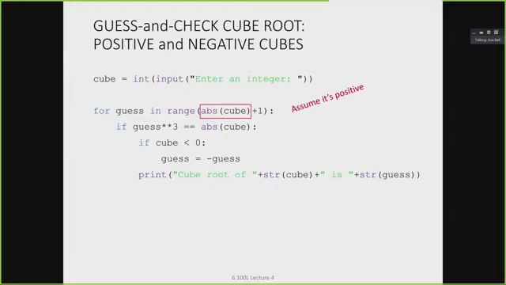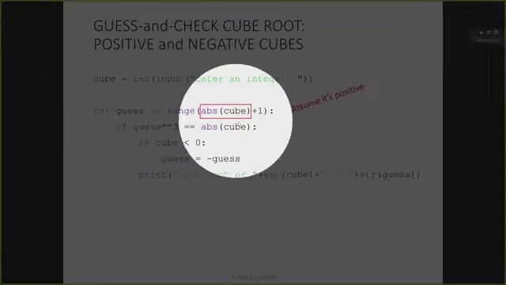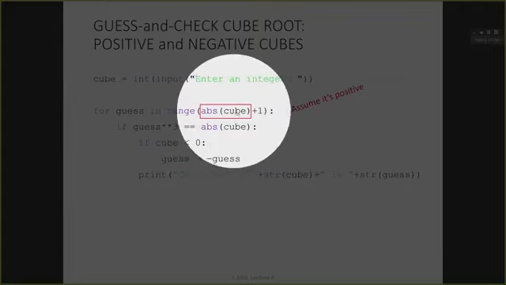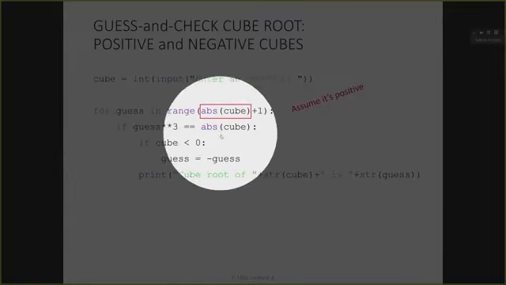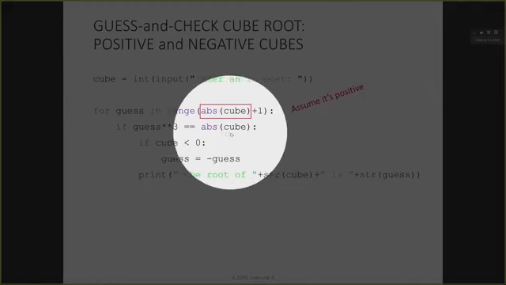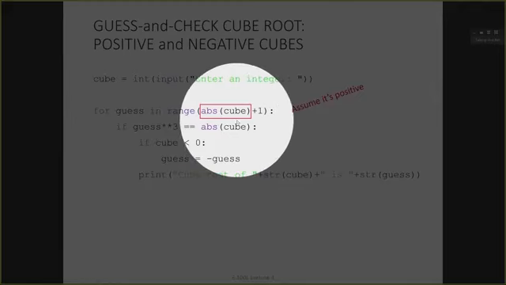So all we're doing with a negative number as the input is saying I'm going to iterate through all these values through 0 all the way up to the positive version of whatever the user gave me. So this is taking the absolute value of the number the user gave me and adding 1 to it. So just kind of like the code on the previous slide, except we're doing the absolute value of it. We're checking if the guess cubed is equivalent to the absolute value of cubed, exactly the same as on the previous slide, except taking the absolute value of the cube.